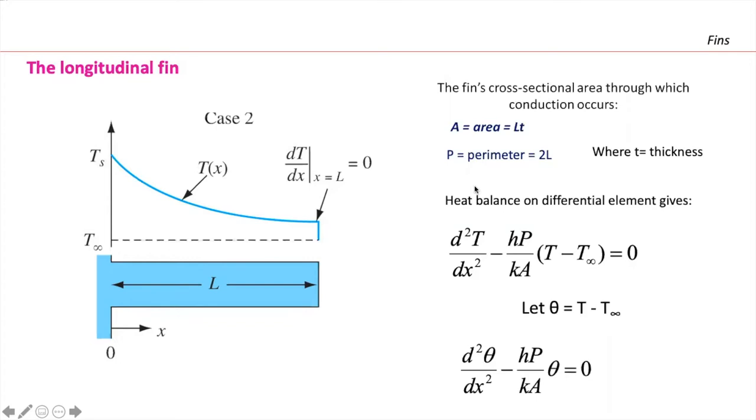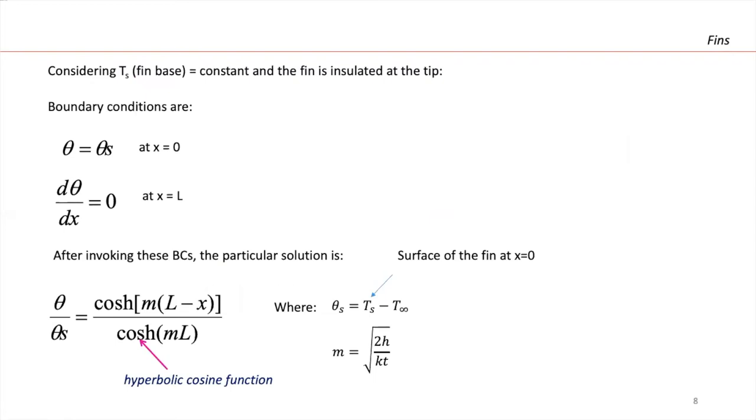Then, if we apply a heat balance on differential elements, we have this top equation. We define the temperature in terms of the dimensionless temperature theta, so we rewrite our equation like the bottom equation we have here. Then, as always, we apply boundary conditions, okay? And we are going to consider that the fin base is constant because the fin is insulated at the tip. After applying the boundary conditions, we have this particular solution, where theta S is the difference of the surface temperature minus the surrounding temperature.